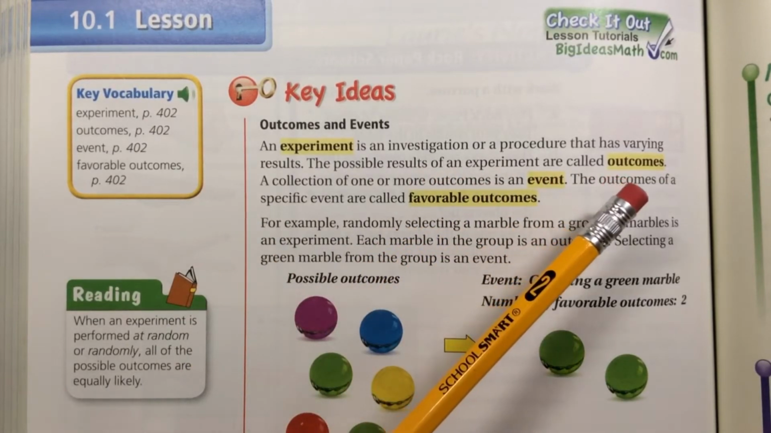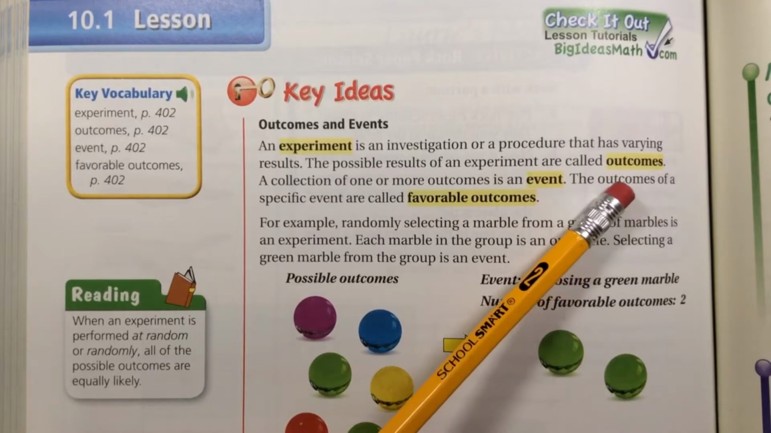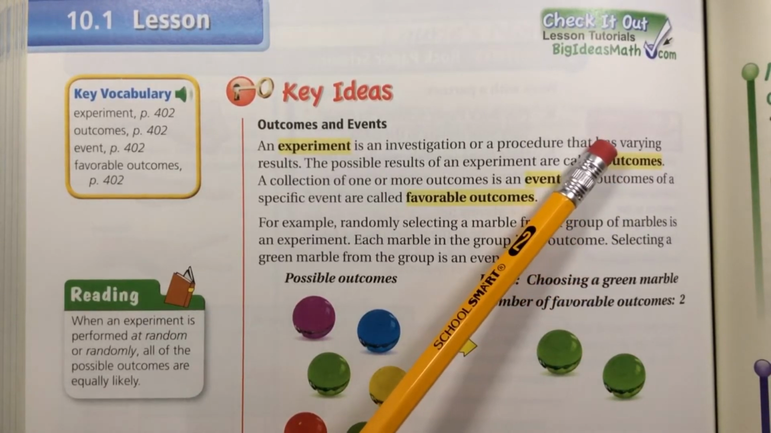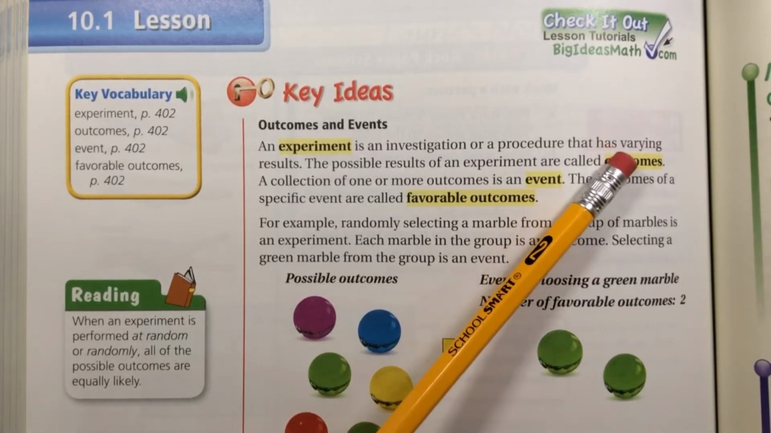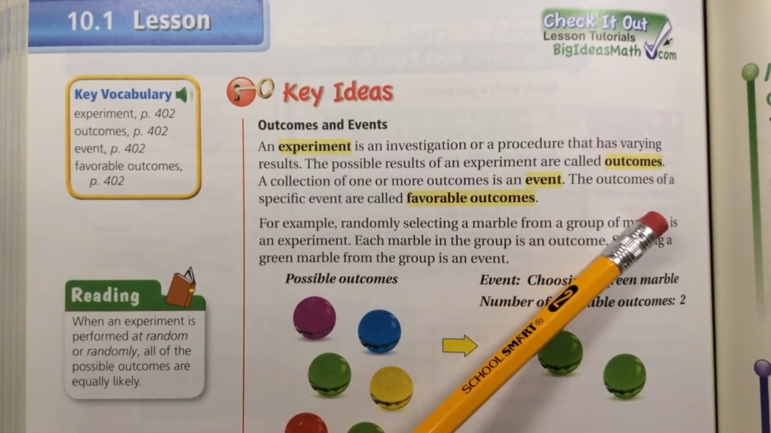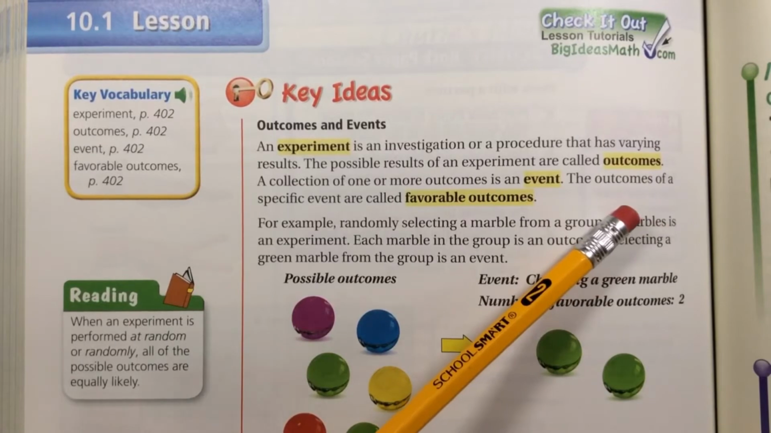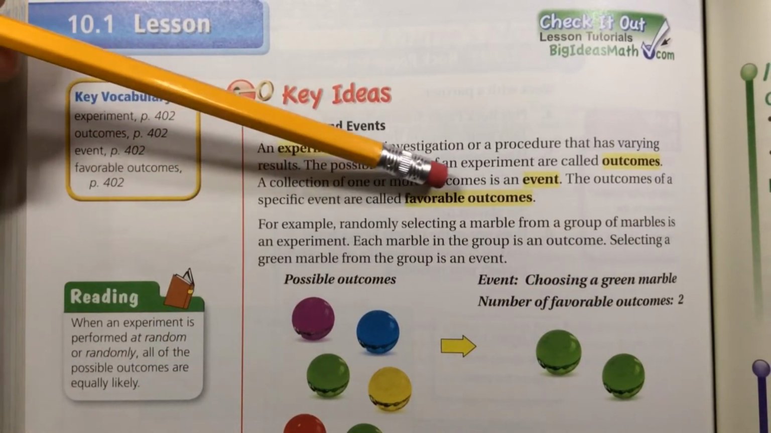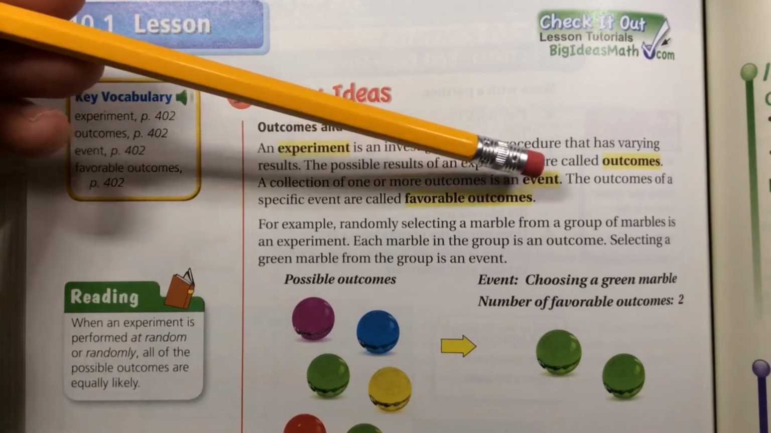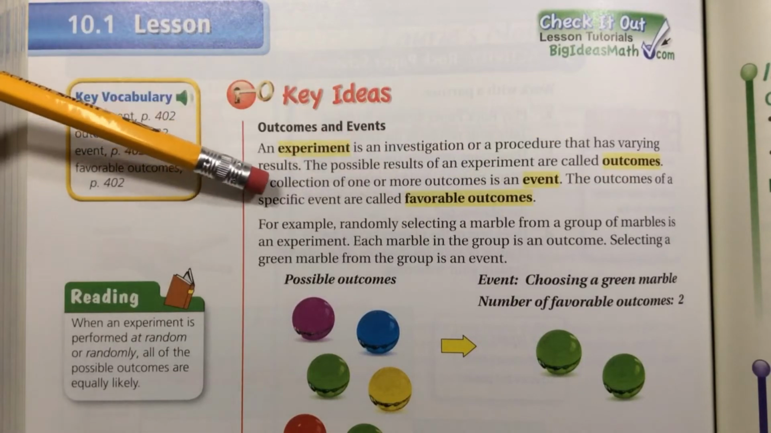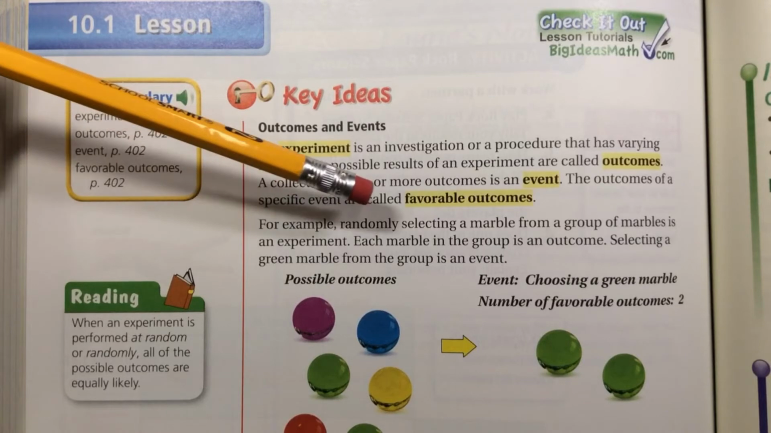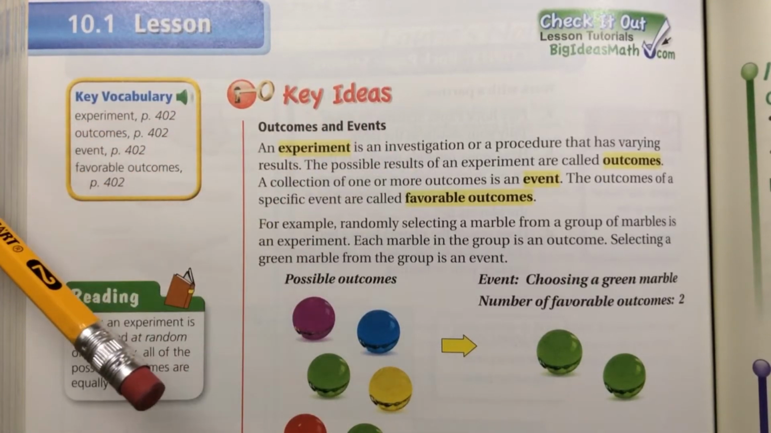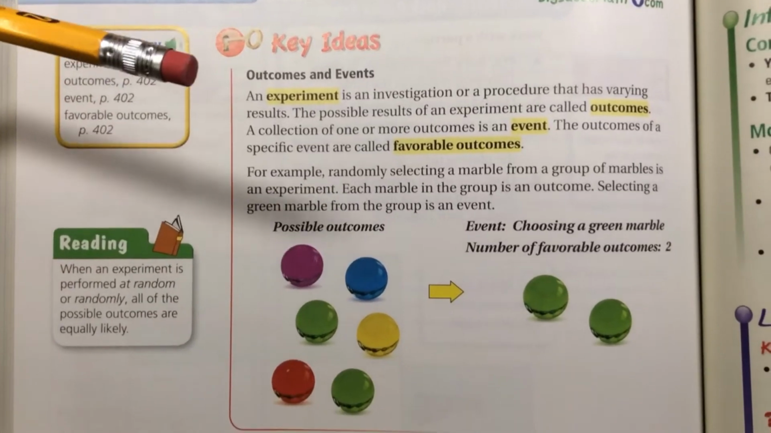So again, let's think of flipping the coin. What are the possible results? Flipping a heads or flipping a tails? If you roll a die, what are the possible results? Rolling a 1, rolling a 2, rolling a 3, rolling a 4, rolling a 5, or rolling a 6. A collection of one or more outcomes is an event, and the outcomes of a specific event are called favorable outcomes. So, as we do some examples, these terms will be more clear to you.